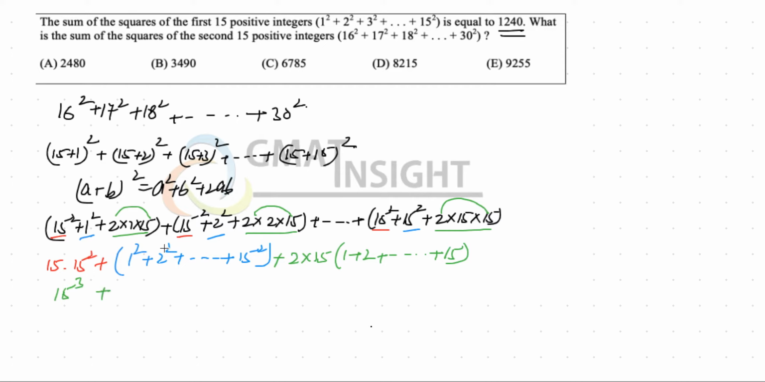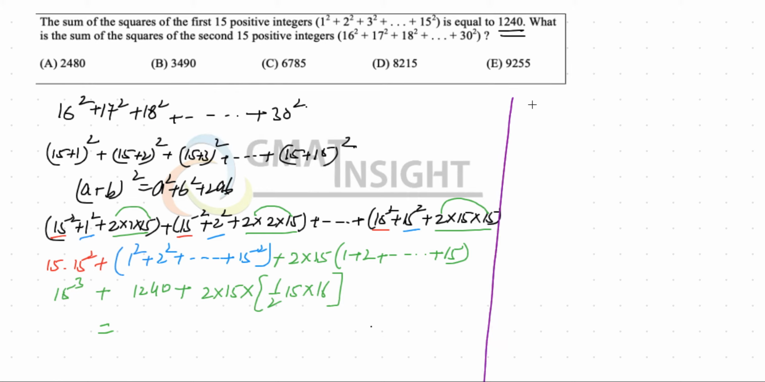The sum of 1 square to 15 square we have already been given as 1240. And the last thing is 2 times 15 times the sum 1 plus 2 up to 15. It's a simple arithmetic progression, or we can just find out the sum as 1 upon 2 n into n plus 1, where n is 15 in this case. So I can write 1 by 2 of 15 times 16. Now using this we can find out the answer comfortably. That's one thing. Let me quickly take you to the second method as well.